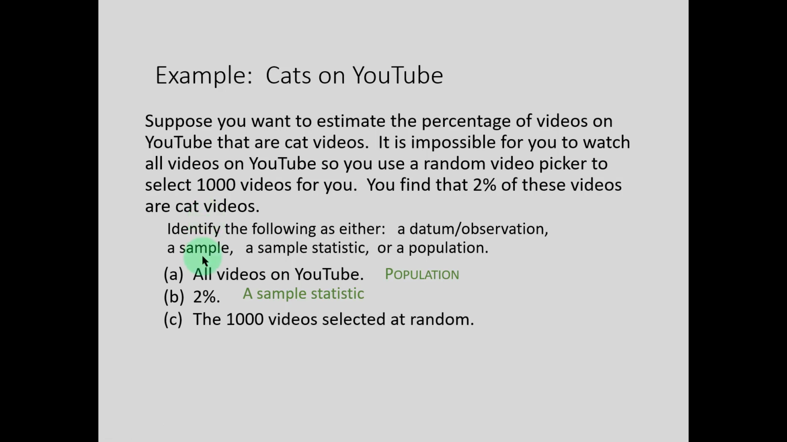Next, part C, the 1,000 videos selected at random. Well, that is the portion of the population. So that's going to be the sample.